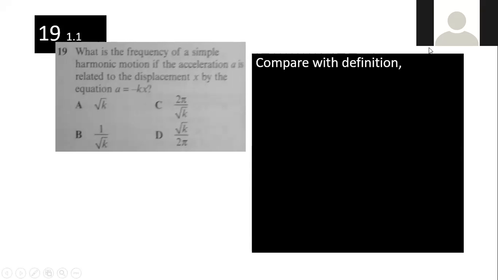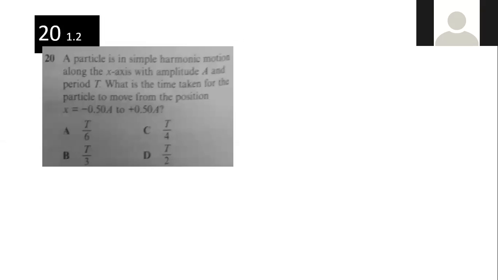Done. Right? Compared to the standard equation definition, omega squared is k. So omega is 2 pi f. Right? Frequency. So omega squared is 4 pi squared f squared equal to k. From there, done, okay. Right, let's try the last one, then we go to structure questions.